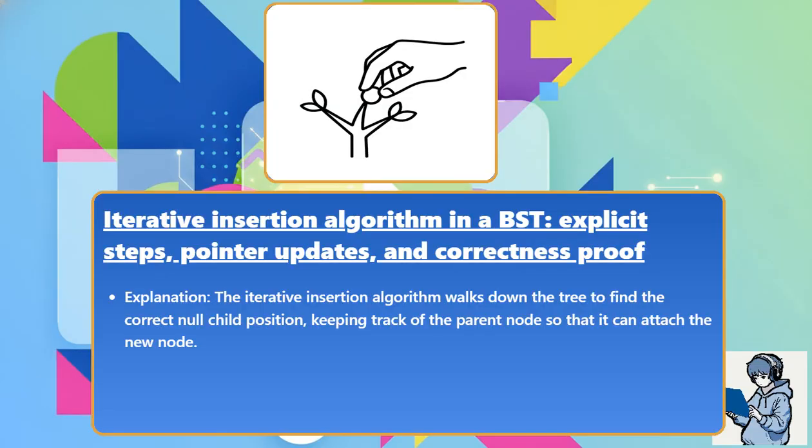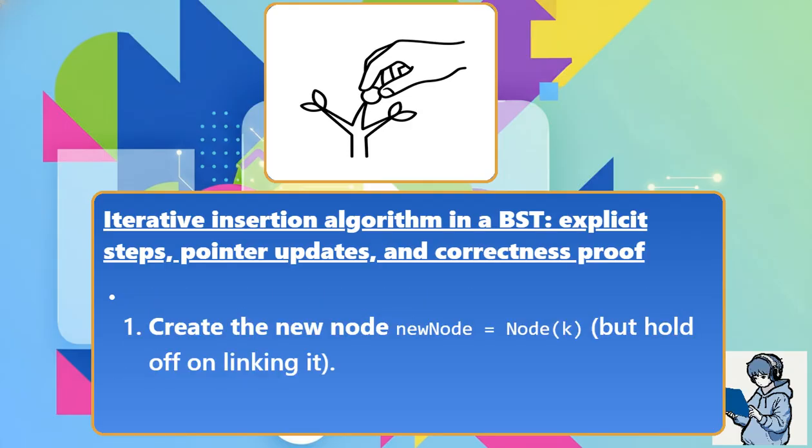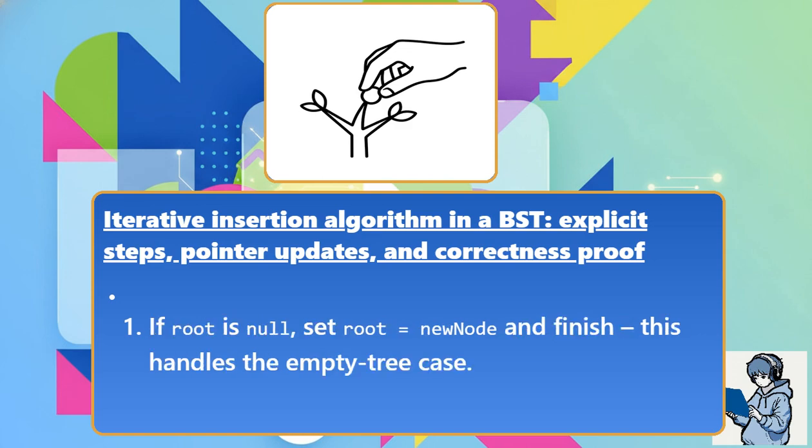The iterative insertion algorithm walks down the tree to find the correct null child position, keeping track of the parent node, so that it can attach the new node. The step-by-step procedure: create the new node as Node(k), but hold off on linking it. If root is null, set root to the new node and finish. This handles the empty tree case.